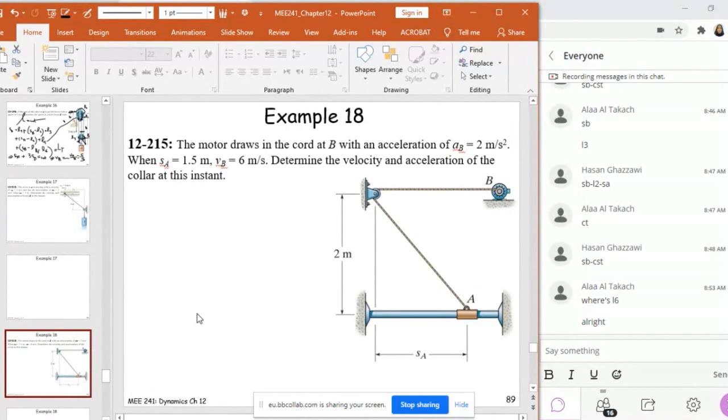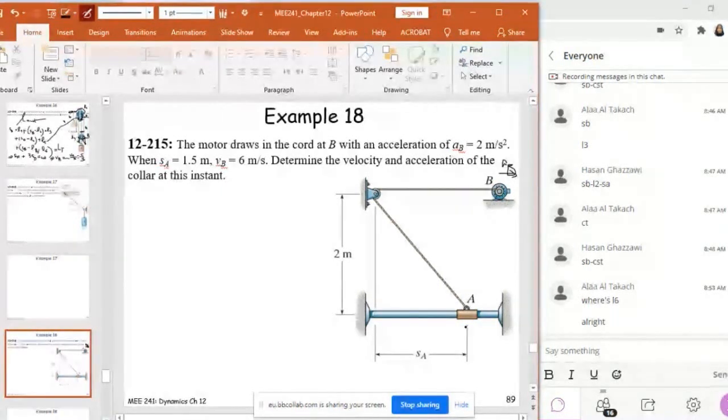I have a motor, and this motor draws the cord at B. Okay, so I have a motor here, right? With an acceleration AB equal to 2 meters per second squared. I have a certain acceleration here. When SA is equal to 1.5, so when A has this location, this is SA, VB is equal to 6 meters per second. The velocity at B is equal to 6 meters per second. At this instant, determine the velocity and acceleration of the coordinate at A.